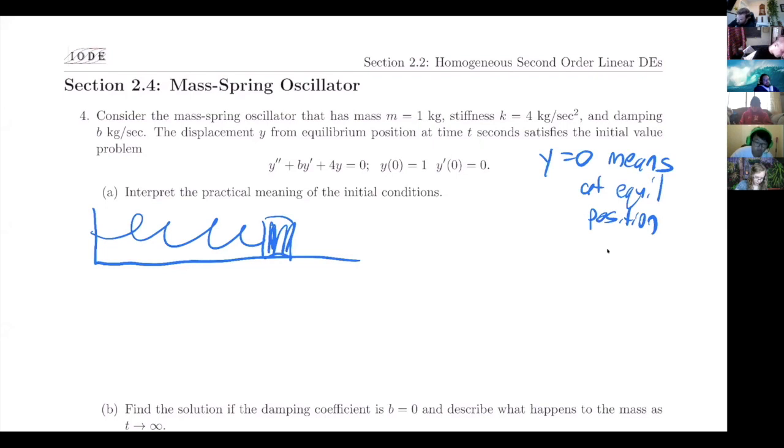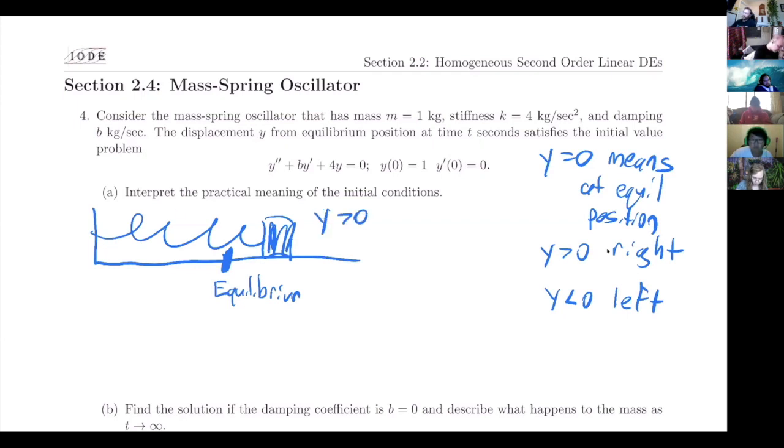And y greater than 0 means it's to the right of the equilibrium, and y less than 0 means it's to the left of the equilibrium. So maybe our equilibrium might be right here. If our mass is located over here, its y value would be positive.